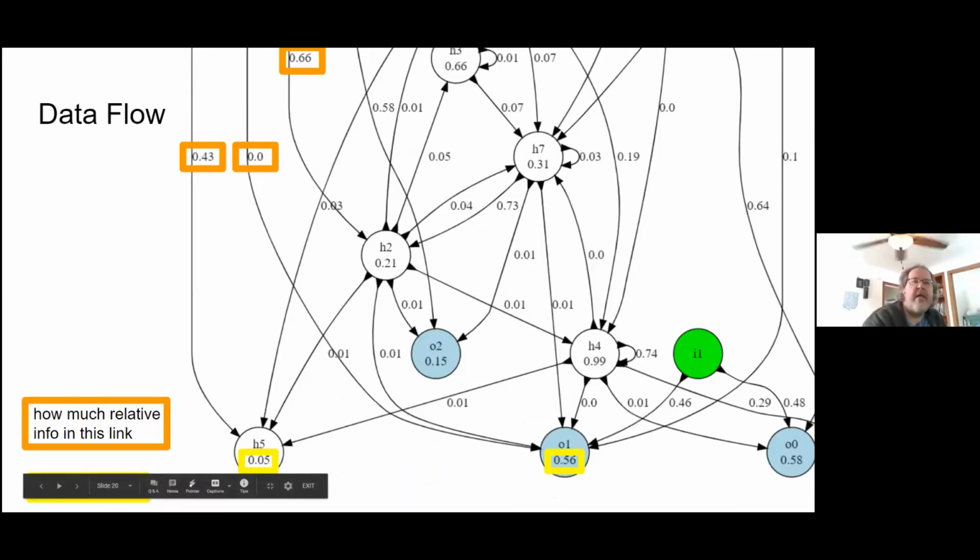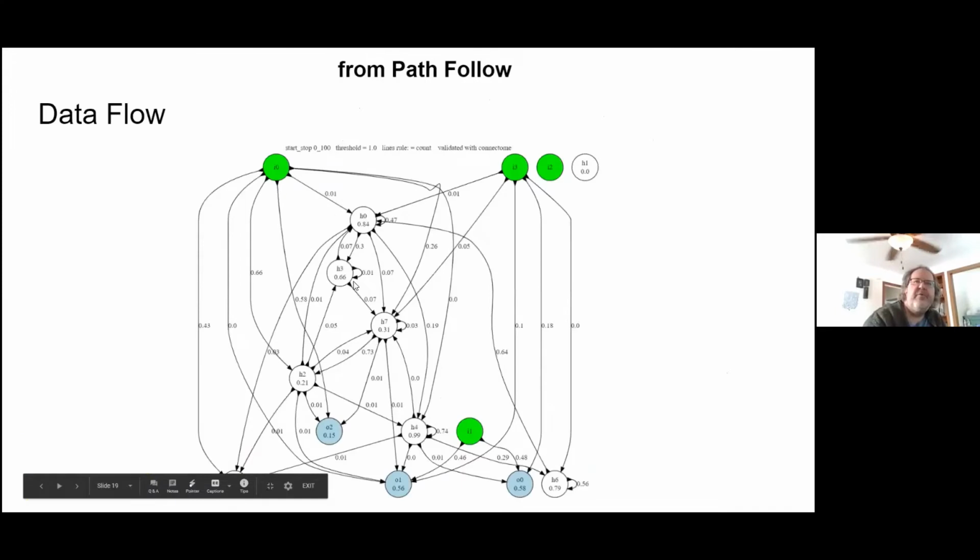The number here in yellow is the amount of entropy in that node. So this node only has 0.05 bits of entropy. This one over there on the right has half a bit of entropy. And then the orange boxes indicate how much relative information this link has about what it points to. This view of information flow is kind of what this whole thing is about. It is similar to these views. It's just, again, a different view.